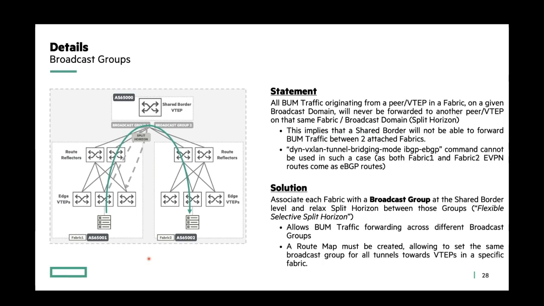So the solution is to be able to attach each fabric to a broadcast data plane at the child border level, and so to relax the split horizon rule between data planes. This is what we are calling flexible selective split horizon. This will allow forwarding BUM traffic across fabrics attached to different data planes by using a new type of route map, which will be applied to inbound routes from a specific fabric.